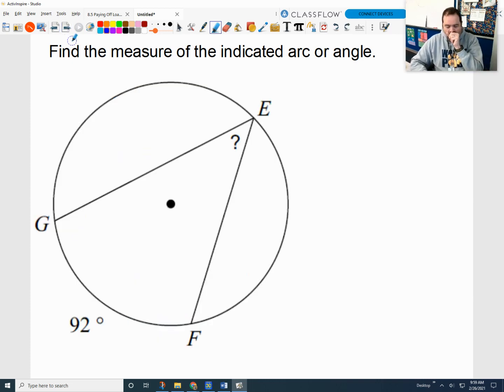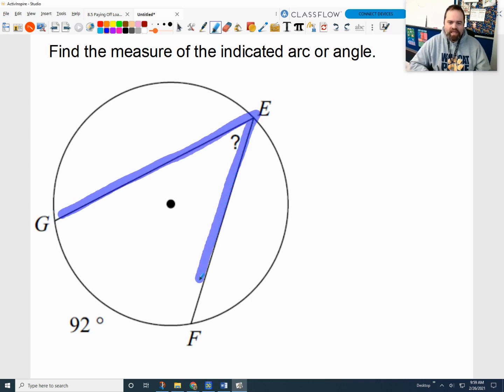Switching to inscribed angles, the angles that are pulled back onto the circle. I am looking for the angle back here at E that cuts off the 92-degree arc. An inscribed angle is half the measure of the arc that it cuts off. So if that arc is 92 degrees, 92 divided by 2, that angle is 46 degrees.